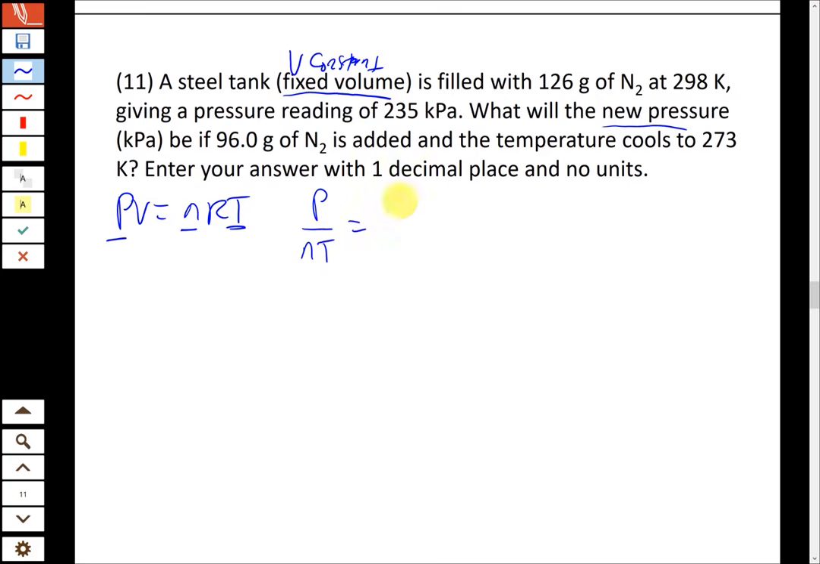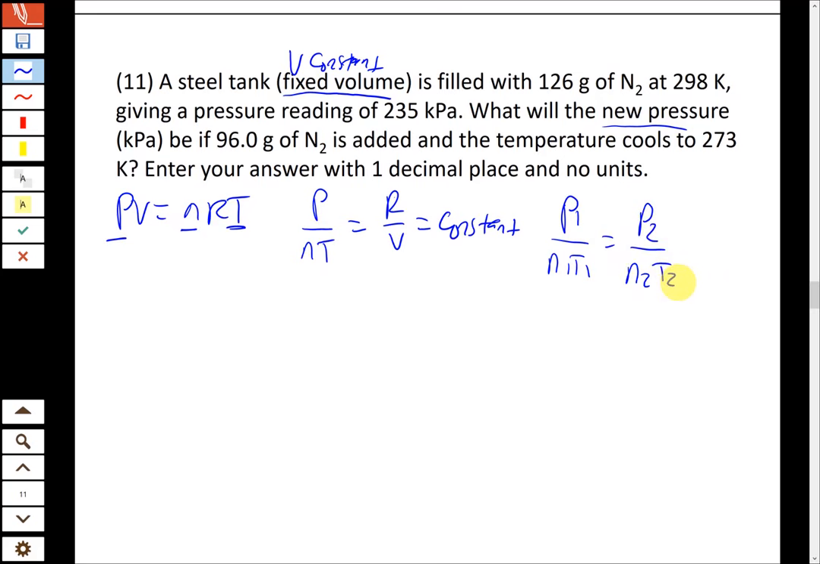Then the other two things get moved over to the other side. R over V: volume is constant, R is constant. So again, this ratio, pressure divided by moles times temperature, is a constant value. That means the initial and final ratios of those will have to be equal to each other.